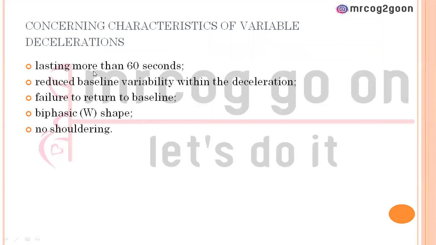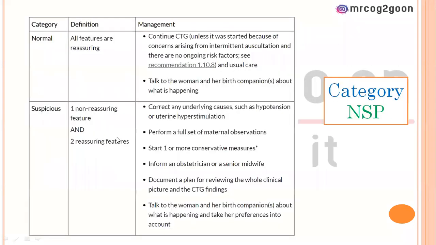What are the concerning characteristics? Lasting more than 60 seconds, reduced baseline variability within the deceleration itself, failure to return to the baseline, and biphasic, which means W, it has two waves, and no shouldering.